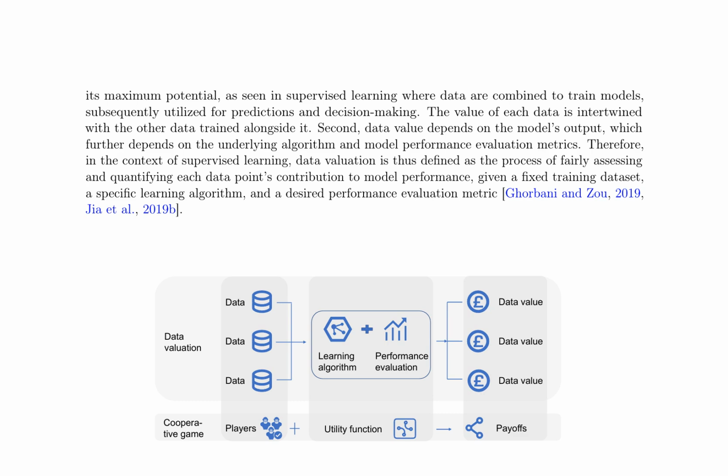The data valuation problem in machine learning can be framed within the context of cooperative game theory, where each piece of training data is analogous to a player in a cooperative game. The utility function represents the predictive performance of machine learning models trained on various combinations of data. The goal of assigning fair values to data mirrors the equitable distribution of payoffs to players in the game.